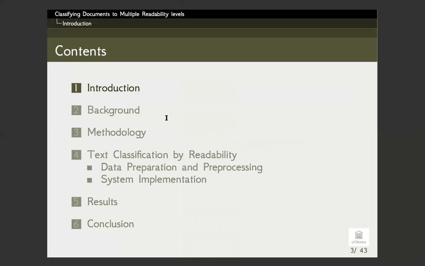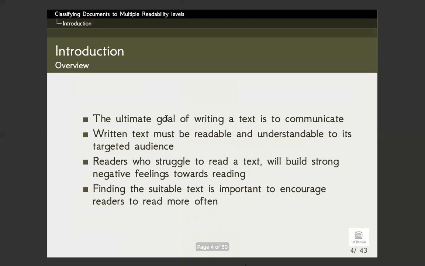For the introduction, the ultimate goal of writing a text is to communicate, and written text must be readable and understandable to its targeted audience. Readers who struggle to read the text will build strong negative feelings toward reading in the future. So finding suitable text is important to encourage readers to read more often.